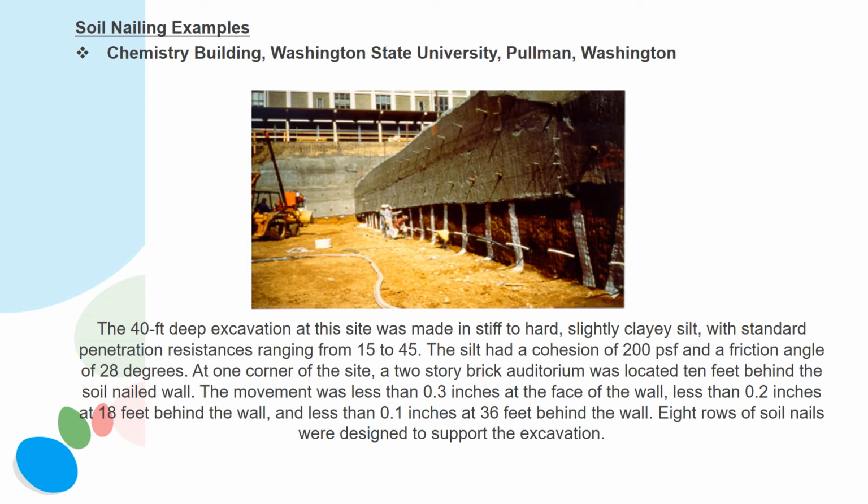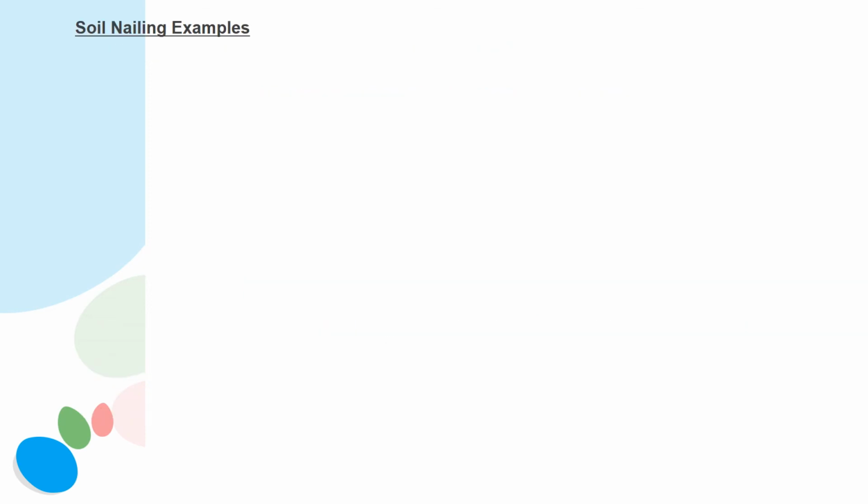At one corner of the site, a two-story brick auditorium was located 10 feet behind the soil-nailed wall. The movement was less than 0.3 inches at the face of the wall, less than 0.2 inches at 18 feet behind the wall, and less than 0.1 inches at 36 feet behind the wall. 8 rows of soil nails were designed to support the excavation.